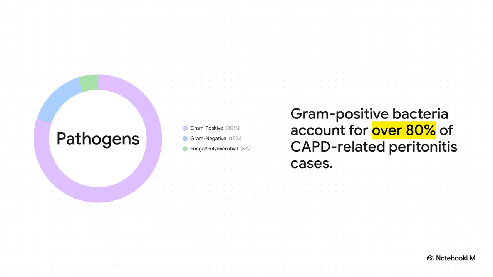The battlefield is overwhelmingly dominated by gram-positive organisms. They account for over 80% of cases. And these are usually your typical skin flora, like staph, that get introduced by touch contamination. Gram-negatives and the more unusual fungal or polymicrobial infections make up the rest of the pie.